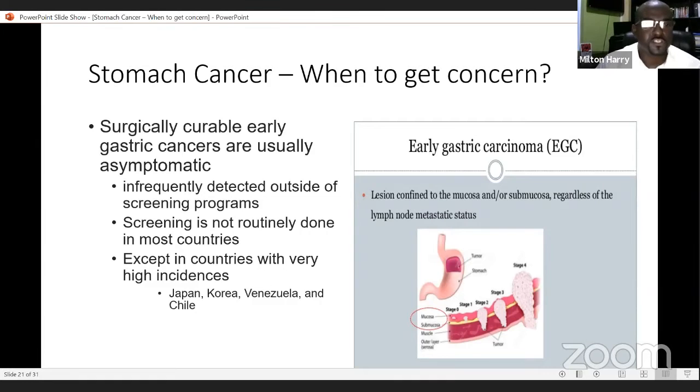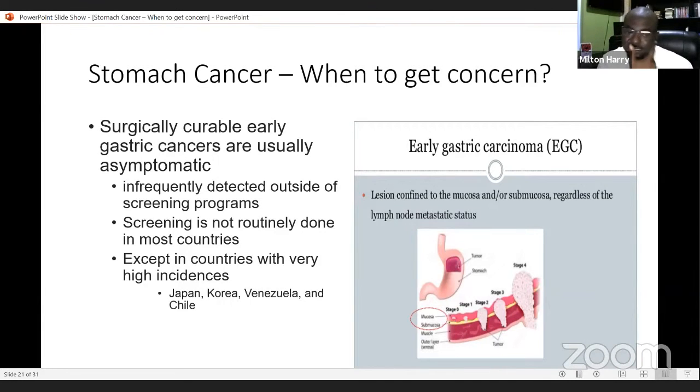Some statistics for us to bear in mind. Surgically curable early gastric cancers are usually asymptomatic, meaning we feel nothing at all. There's no problem that we're experiencing. And when you say early gastric cancers, I don't know if you see my pointer, it's where it's just confined to the lining of the stomach, and those can be cured surgically.